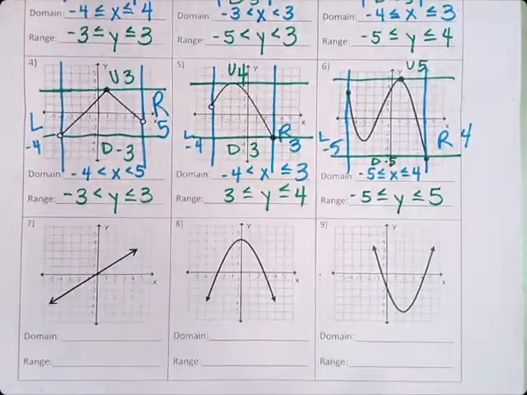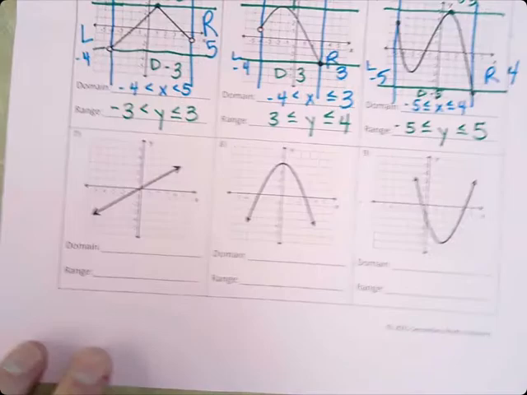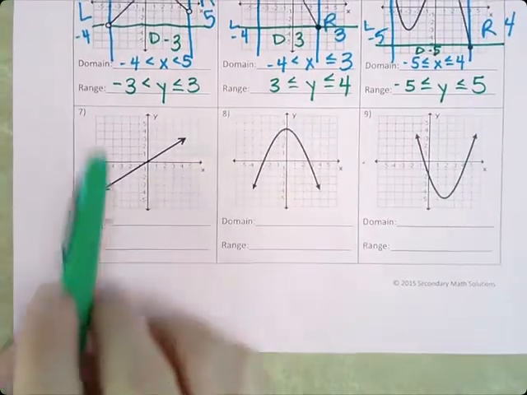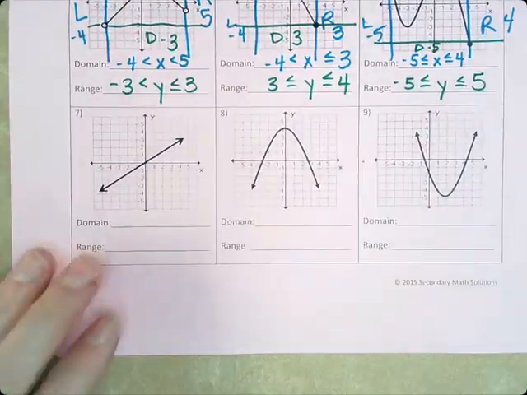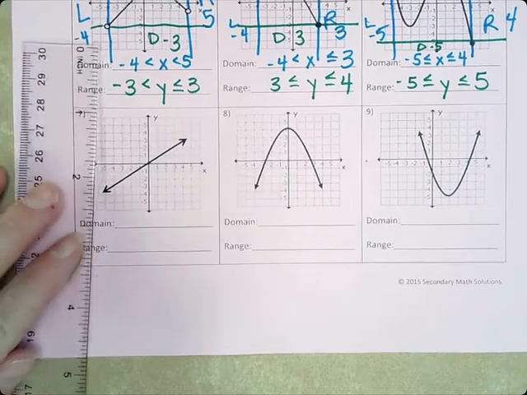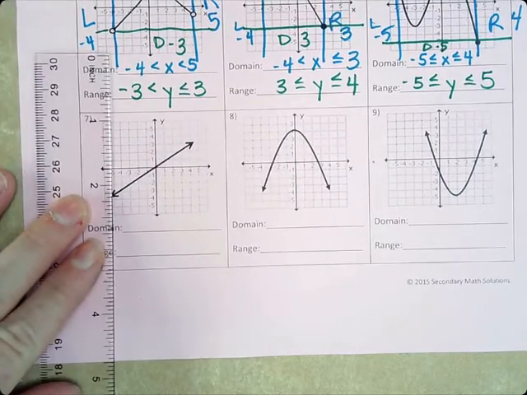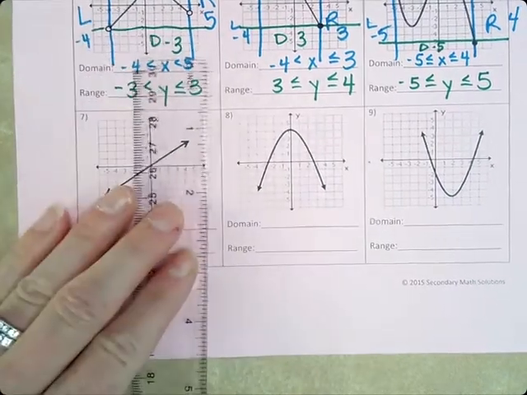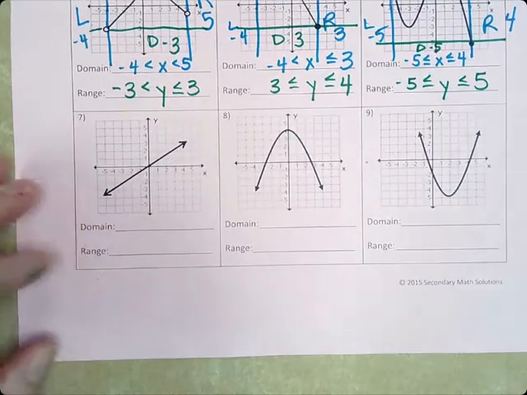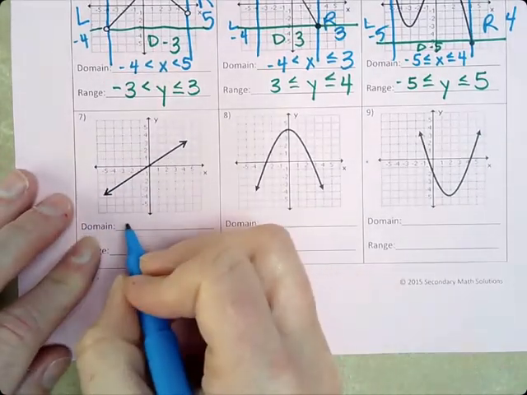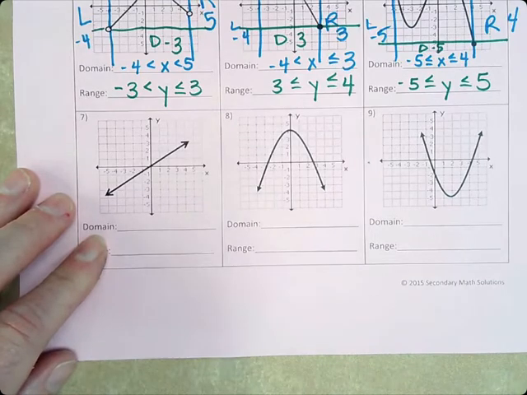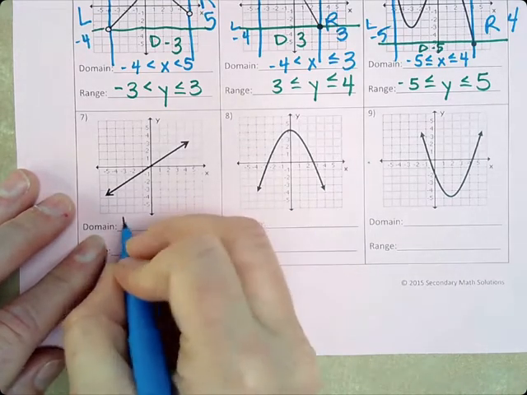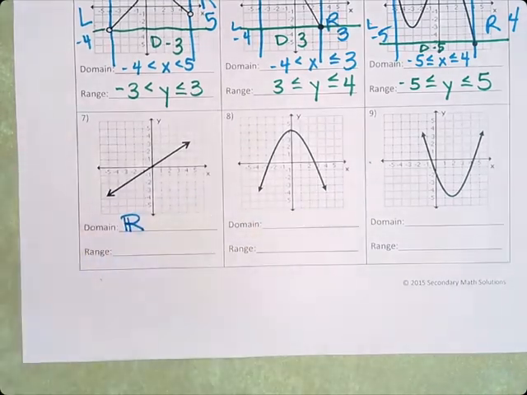Hopefully you're feeling more comfortable with it. Okay, let's look at number 7. Domain. I cannot draw a fence on the left or the right because of the arrows. So what is the domain? Negative infinity, positive infinity. Can I just write all real numbers? So much easier, right? Okay, let's do our range.